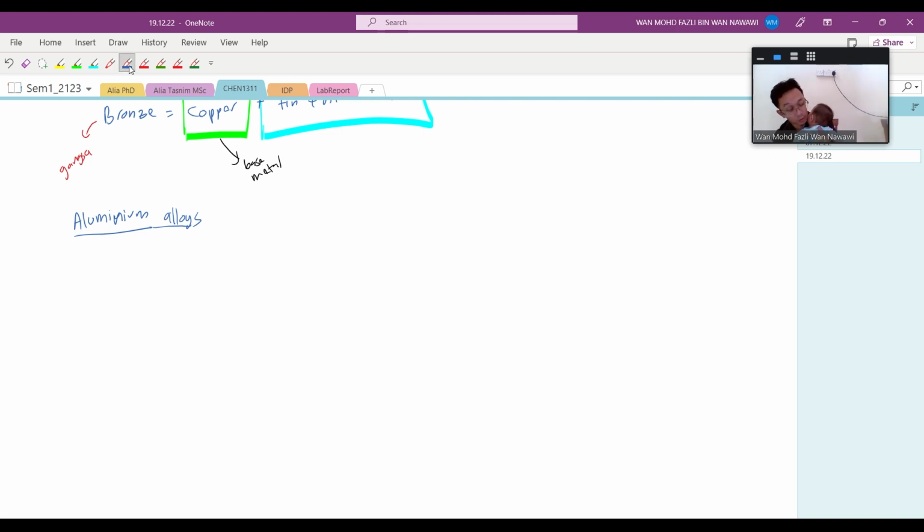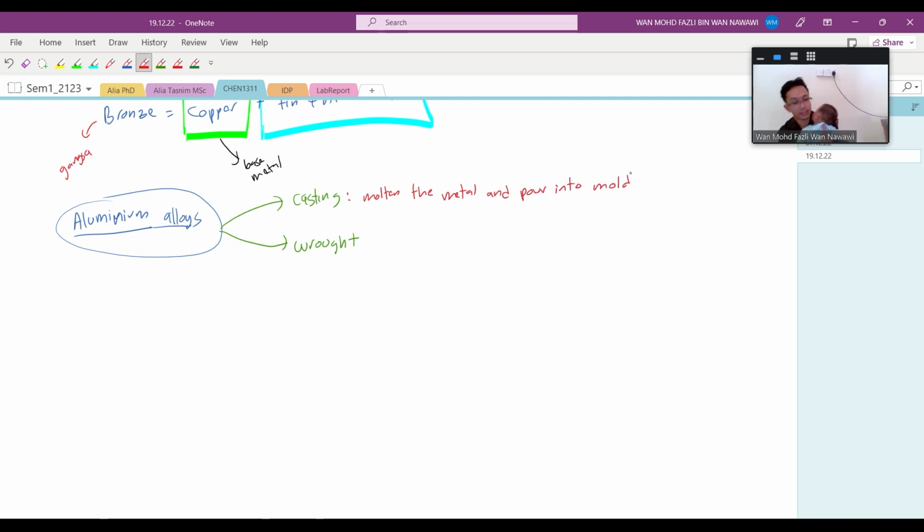Normally, before we go to the grade, aluminium alloy can be produced by either casting or wrought. Casting is the process where you melt the metal and pour it into a mold. That is casting. The terms casting and wrought are often encountered when you talk about metal alloys, not only aluminium but any metal alloy. Casting is basically melting the metal and pouring the molten metal into a mold, and then you get the shape lah. Wrought is different.